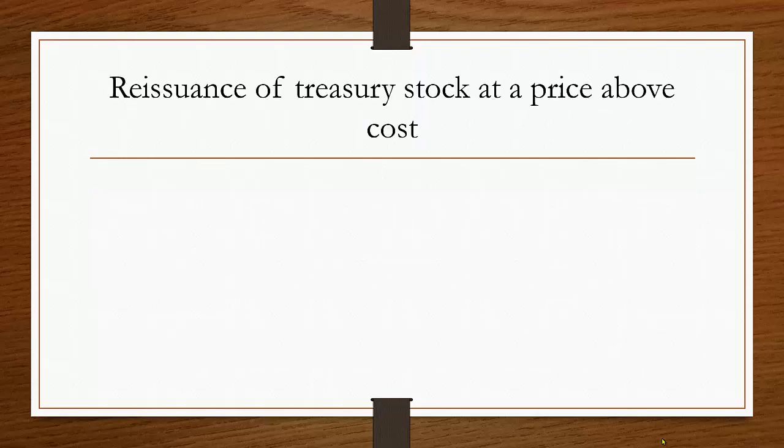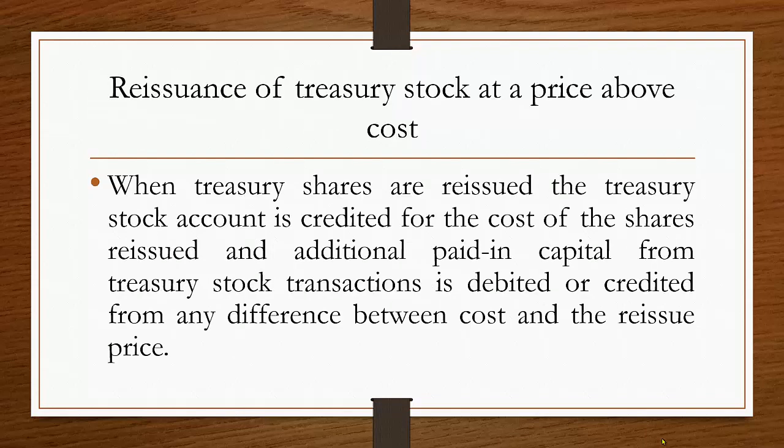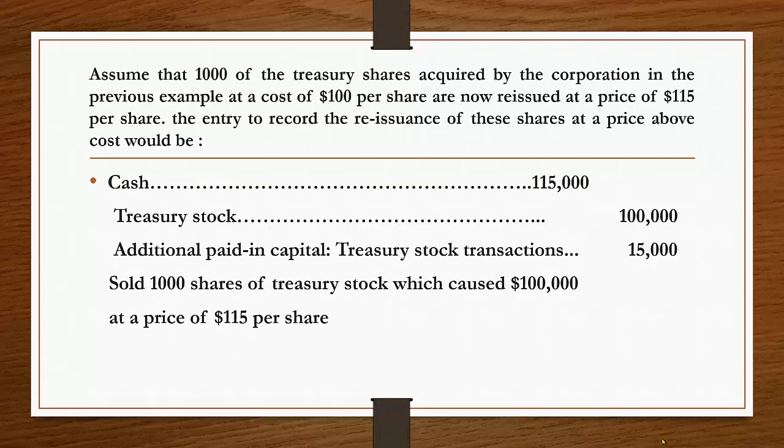When it comes to reissuance of treasury stock at a price above cost, we need to consider this point. When treasury shares are reissued, the treasury stock account is credited for the cost of the shares reissued and additional paid in capital from treasury stock transactions is debited or credited for any difference between cost and the reissue price. Let's have a look at this example.